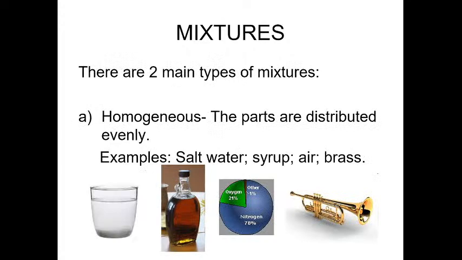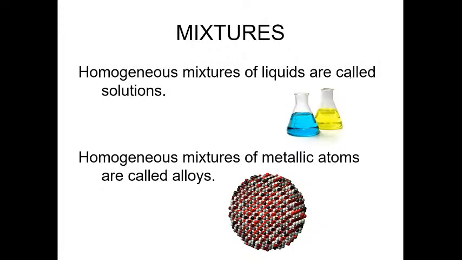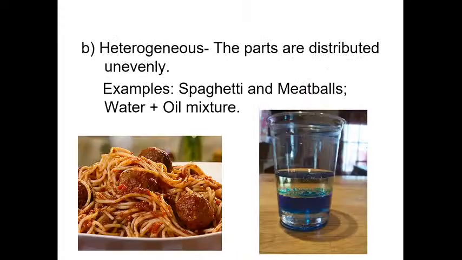So we know that there are two types of mixture. Homogeneous, where the parts are distributed evenly, like salt water, syrup, air, brass. Brass is actually what? It is an alloy, right? A homogeneous mixture generally of liquid is known as a solution, right? And a homogeneous mixture of metallic atoms is known as an alloy. I'm running so that you should complete this.